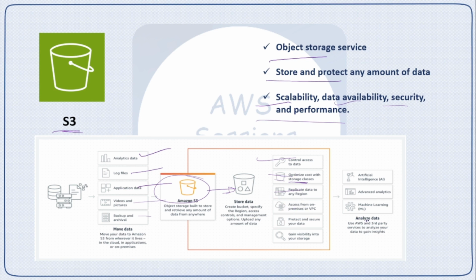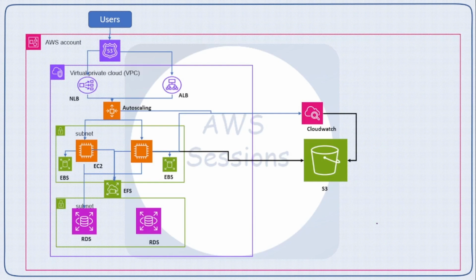Once you have data, you can do analysis on that data. Basically, S3 is a storage service. Here, we are allowing our EC2 instances to read some data from S3. And we have already seen CloudWatch. CloudWatch logs can be easily exported to S3. They can be stored and then further analyzed. So S3 plays a critical role here.